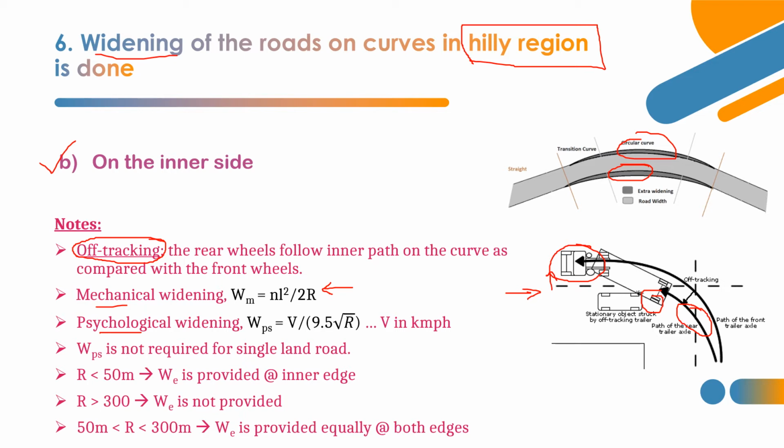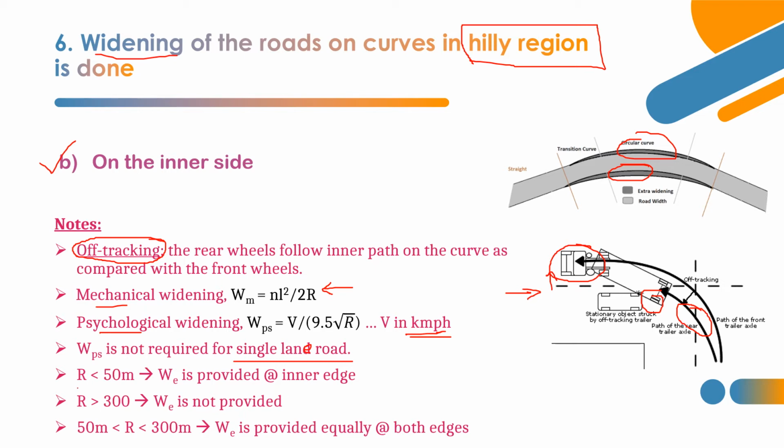Psychological widening is given by this formula, V by 9.5 root R. Here V has to be substituted in kilometer per hour. W_PS is not considered for a single lane road. So only in multi-lane roads, psychological widening is considered. In case of a single lane road, psychological widening is not considered, only W_M is enough.